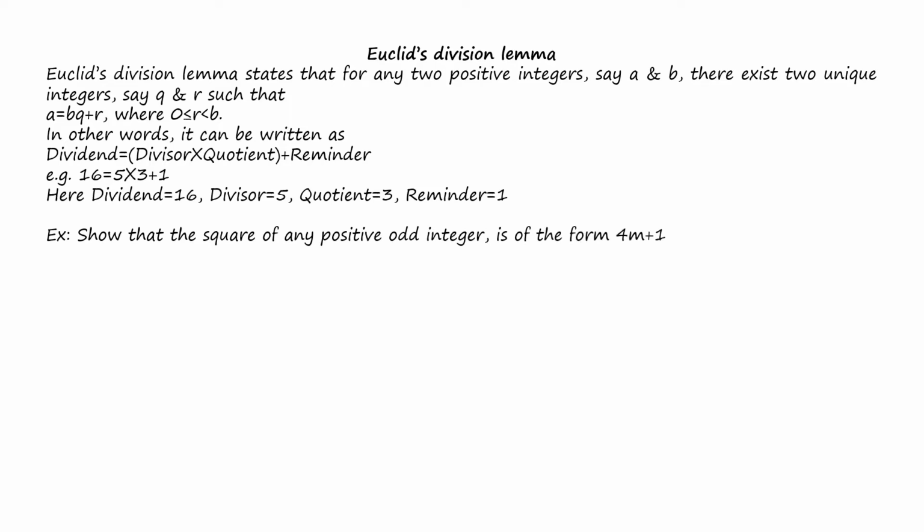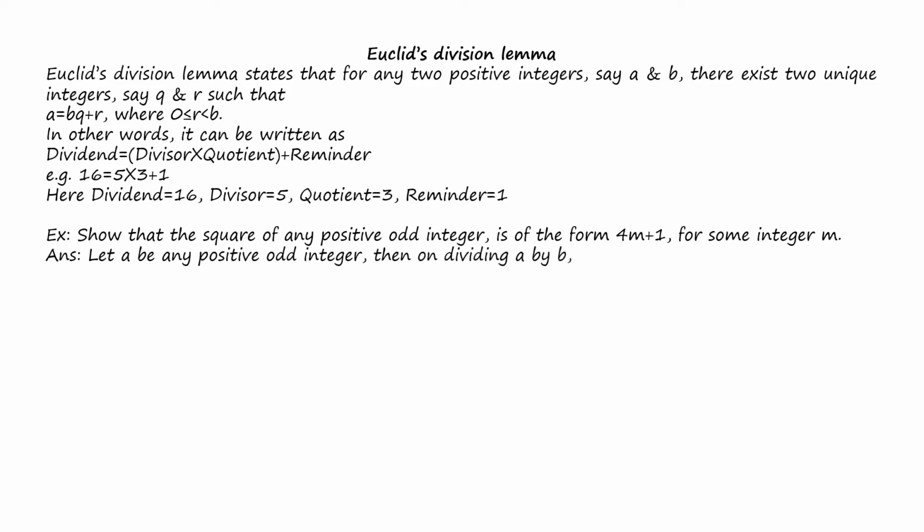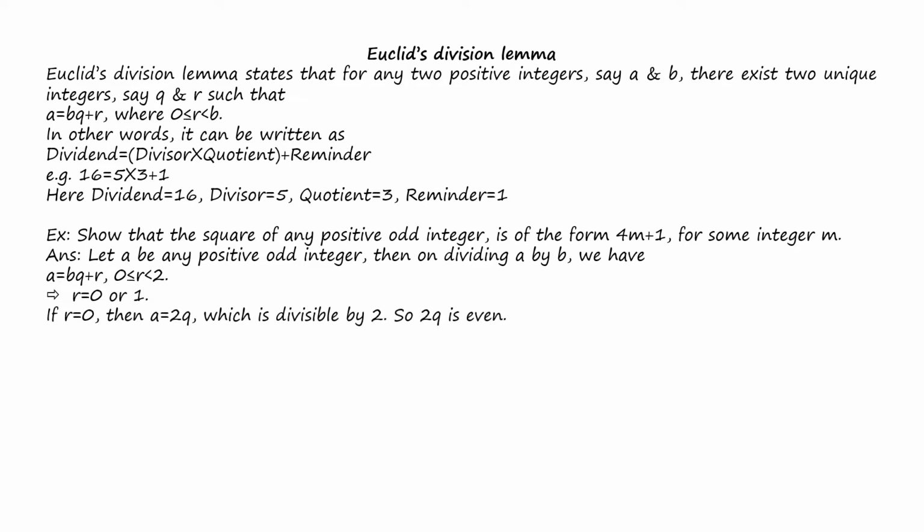Let's see an example. Show that the square of any positive odd integer is of the form 4m plus 1 for some integer m. Let a be any positive odd integer. Then on dividing a by b, we have a equals bq plus r, where 0 ≤ r < 2. This implies r can be either 0 or 1. If r equals 0, then a equals 2q, which is divisible by 2, so 2q is even. If r equals 1, a equals 2q plus 1, which is not divisible by 2, so 2q plus 1 is odd.